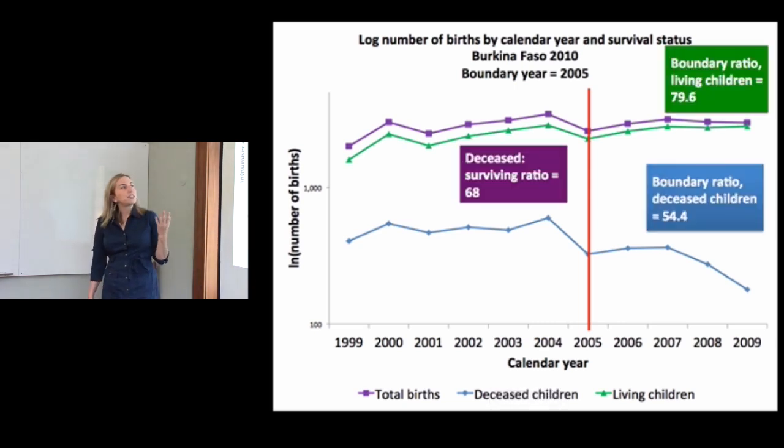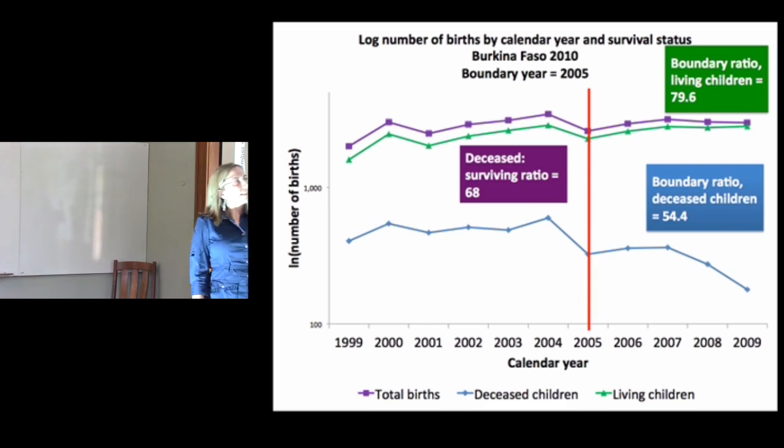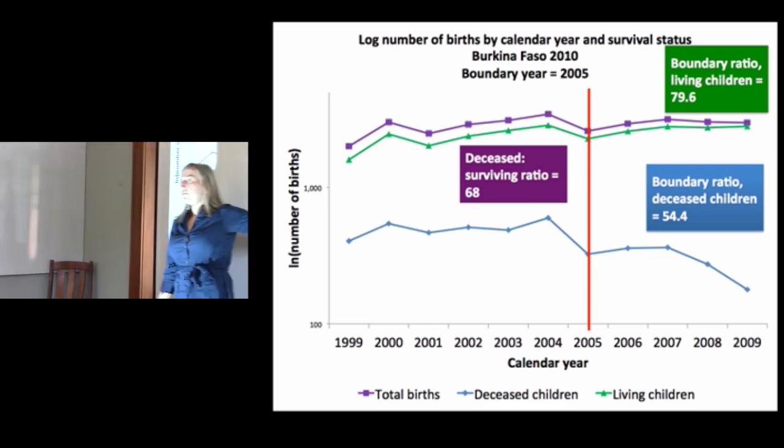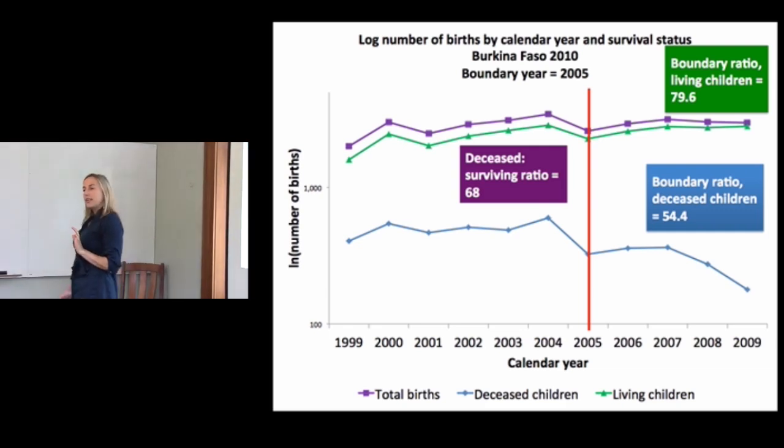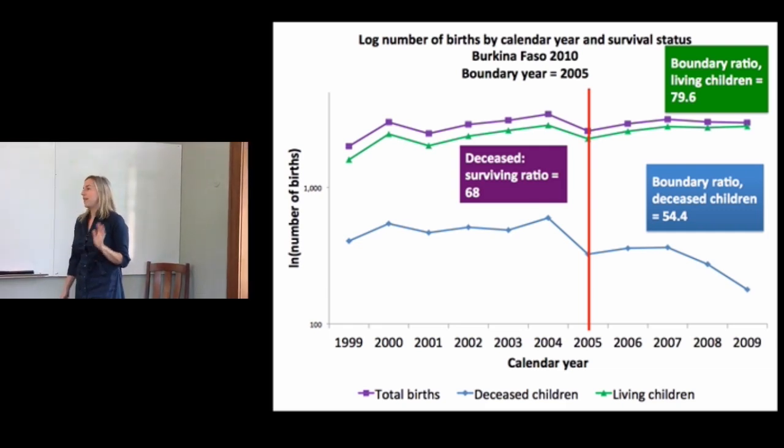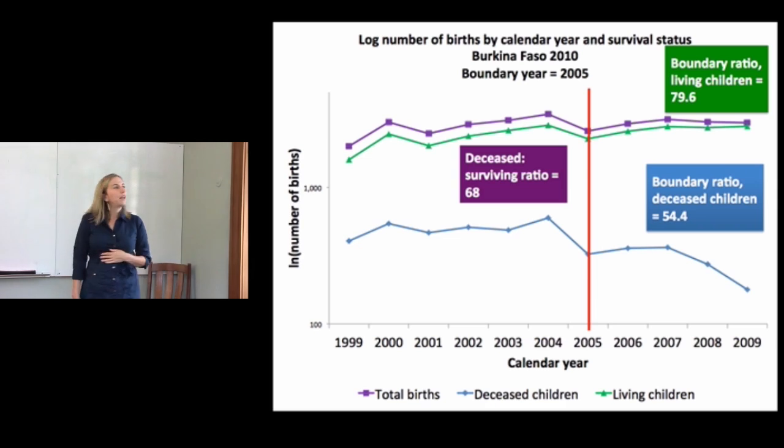And the boundary ratio here is pretty severe, and also more worrying is we see this really sharp decline, even in recent years, of dead kids. And we hope that child mortality is falling in Burkina Faso, but I don't think any of us think it's falling that fast.